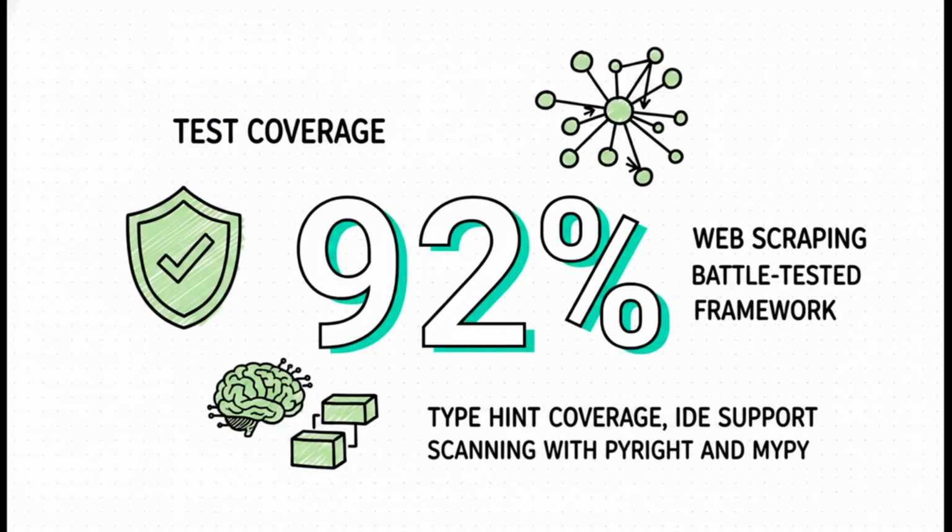And you can actually rely on it, too. Scrapling boasts 92% test coverage, alongside full type hint coverage for perfect IDE support. It's automatically scanned with Pyright and MyPy on every single change. This isn't just a toy, it's a battle-tested framework being used daily by hundreds of data engineers.